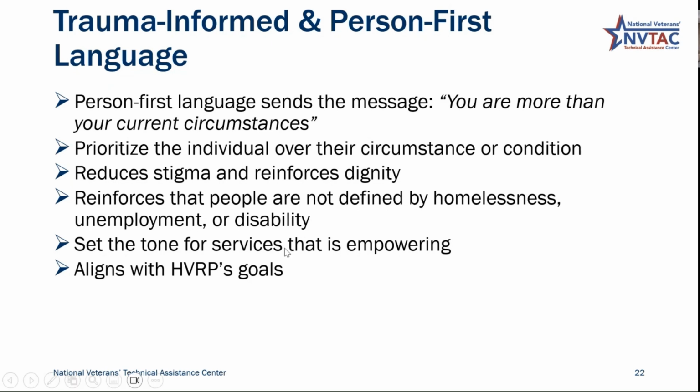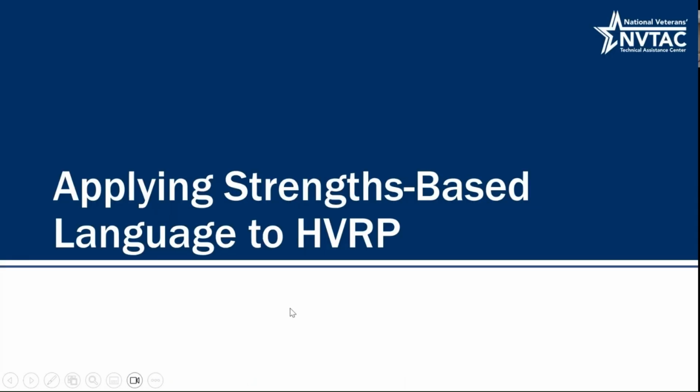Set the tone for services that is empowering. And this is how you set that tone. From the very first interaction, you want to set the tone that you are there to empower this individual, regardless of what their background is, what they've done in the past, their justice involvement, or their employment history. You want to make sure you're setting the tone that we're an agency of empowering veterans. And this aligns with HVRP goals. Empower, empower, empower. Next slide, please. Okay, applying strength-based language to HVRP.